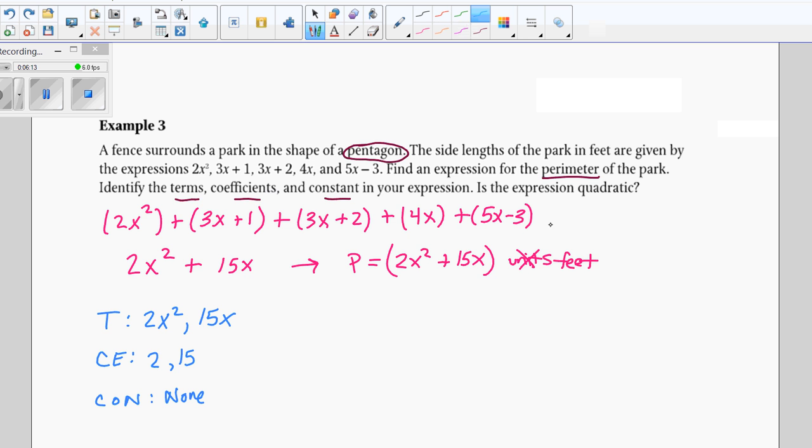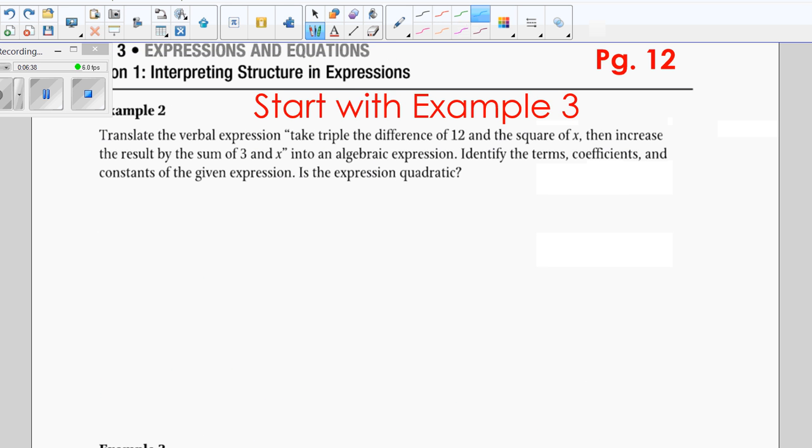And then the last thing says, is this expression quadratic? And we can say, yes, this is quadratic. And this is quadratic because it can be written in the form ax squared plus bx plus c, because of this ax squared term right there. Alright, let's go to the next page. Actually, sorry, let's go back up and do example 2.